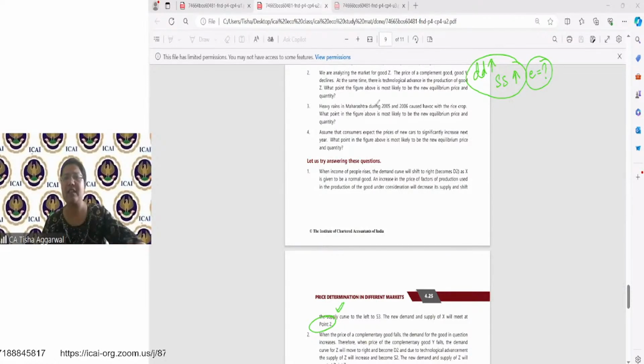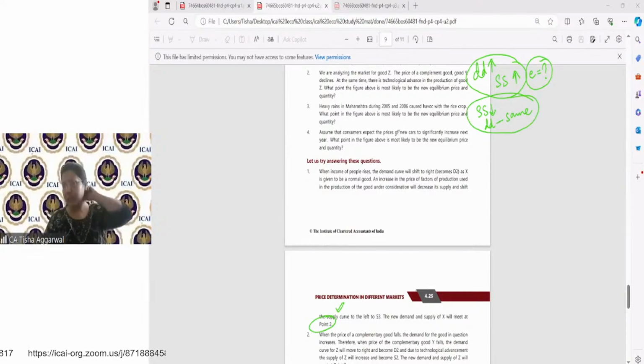Third, heavy rains in Maharashtra caused havoc with the rice crop. If heavy rains is there, rice crop havoc is there. So supply will go down. Demand remains same. Find out.